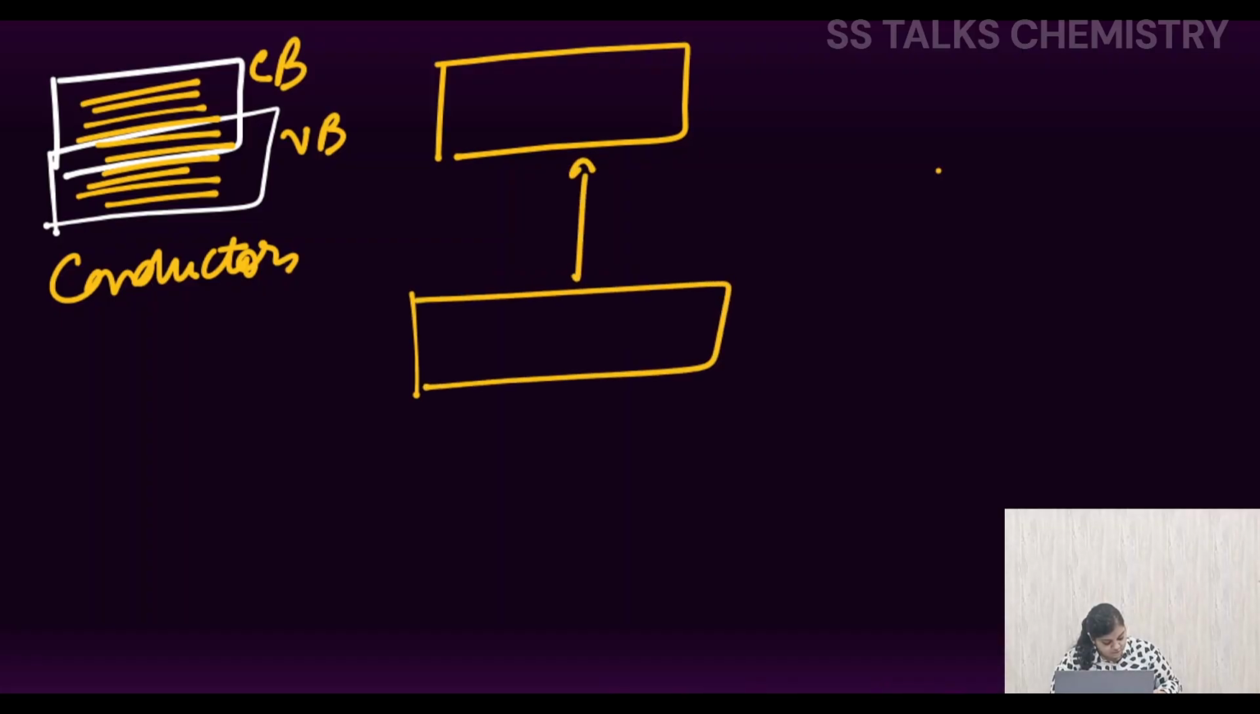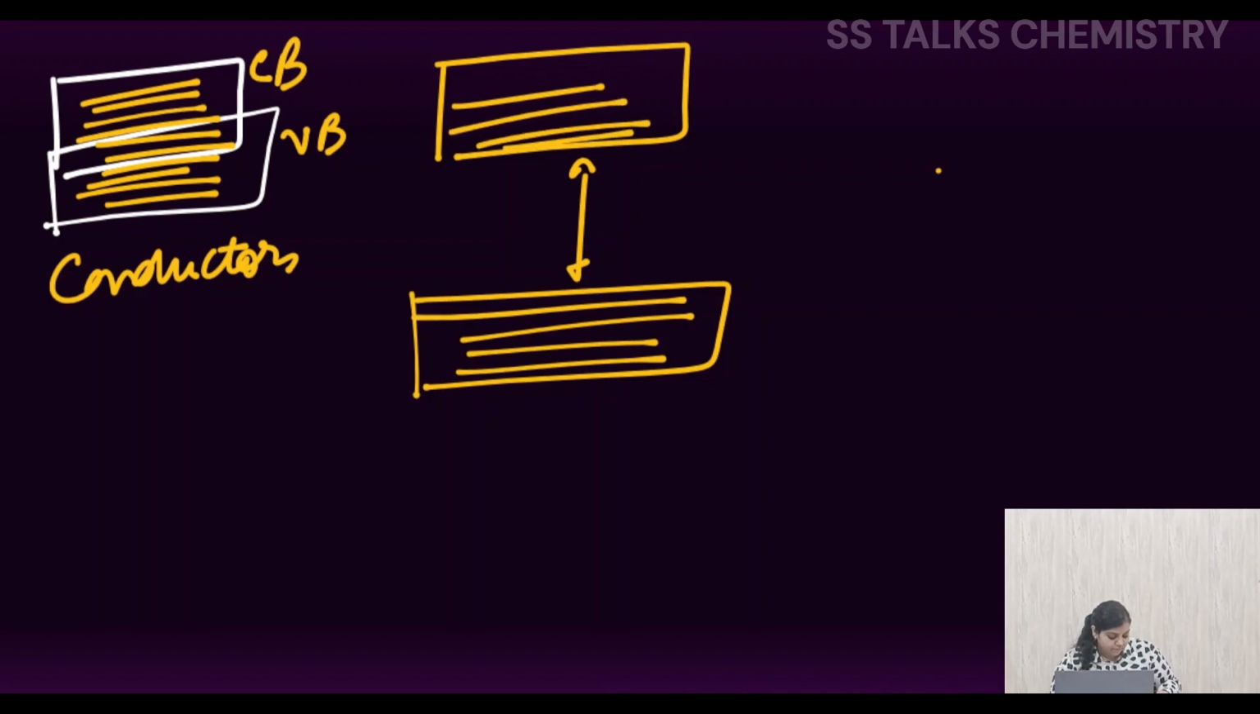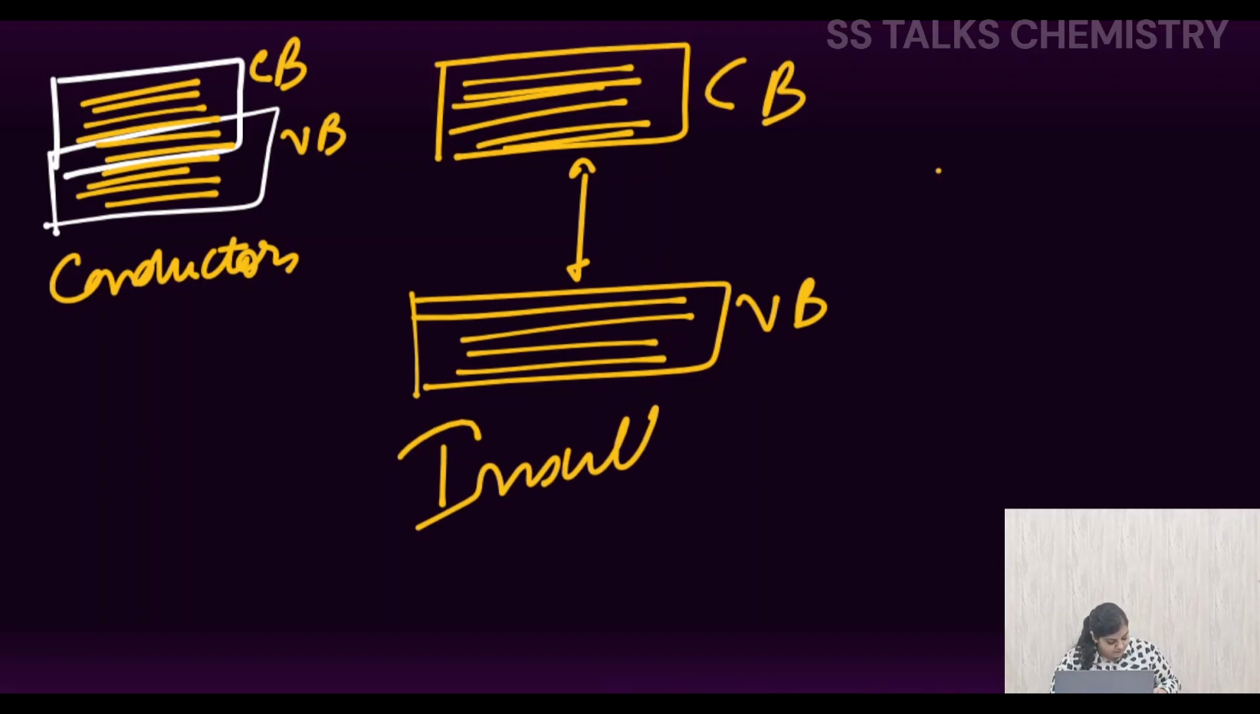So this is the one. So this gap you can see. A large number of levels we are having. This is the valence band and this is the conduction band, and this is for the insulators we are having. Insulators.